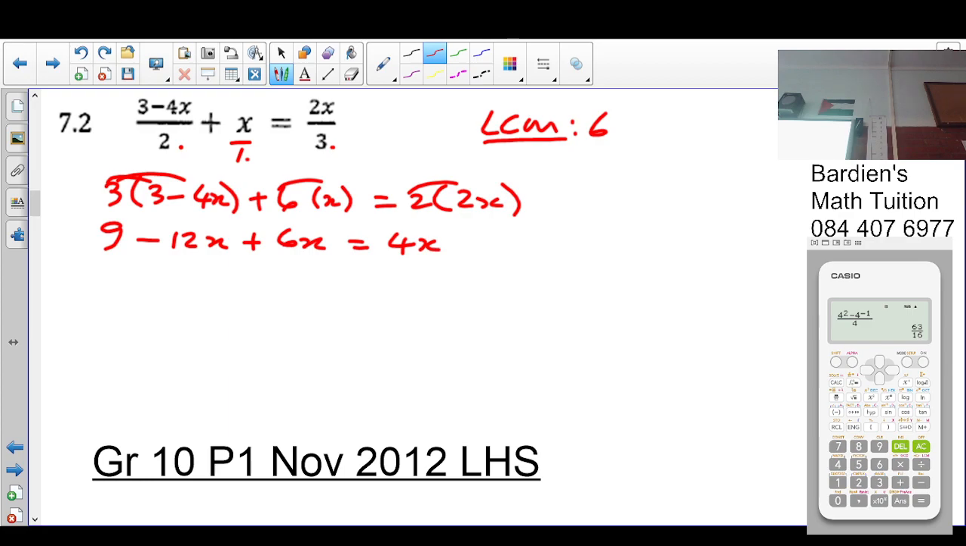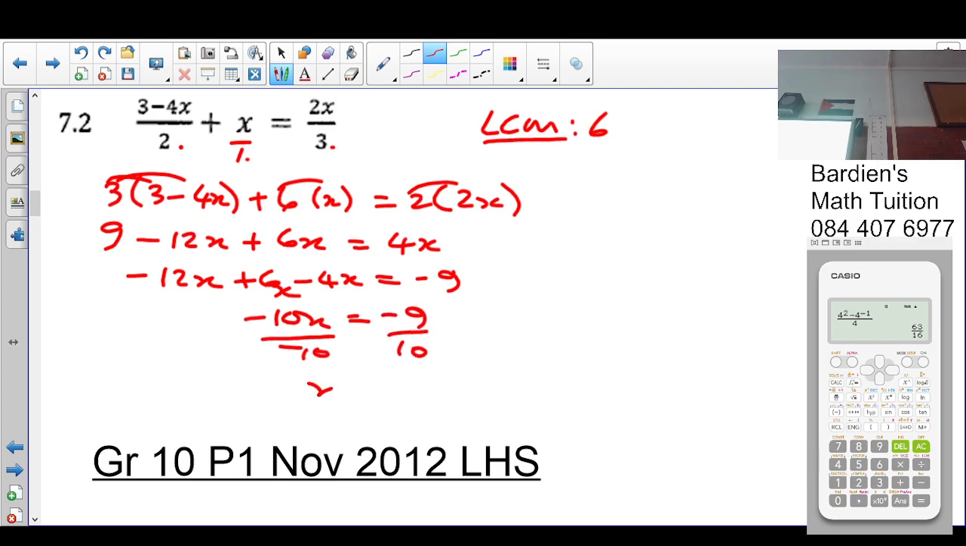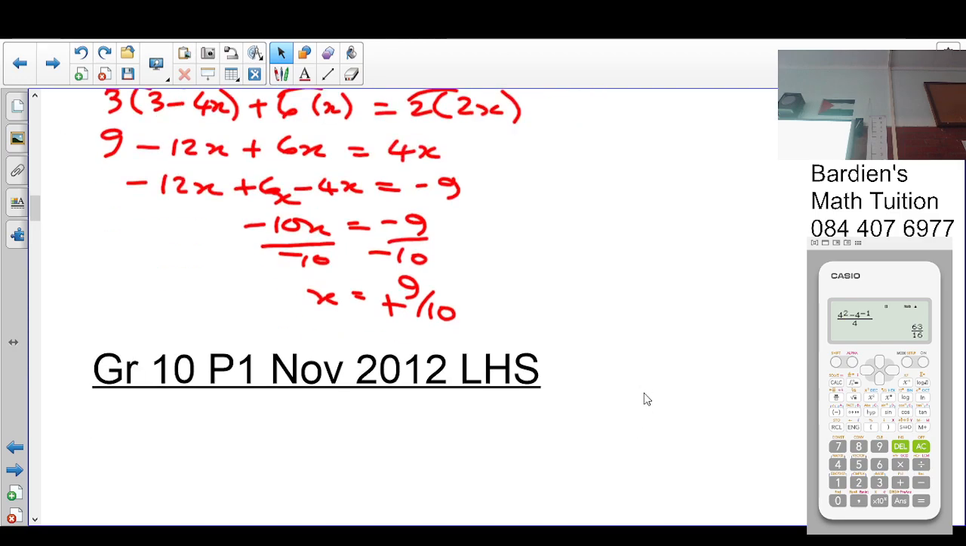X is one side, numbers the other side. So it's minus 12x plus 6 minus 4x is equal to negative. Okay. So it's going to be minus 6 minus 10x. Not so? Divided by negative 10 both sides. So x is equal to 9 over 10. Positive 9 over 10. Okay. Let's carry on.